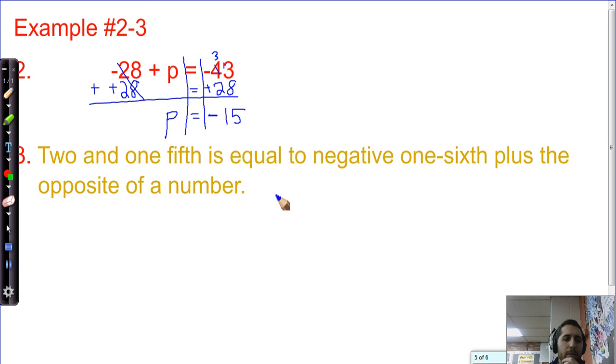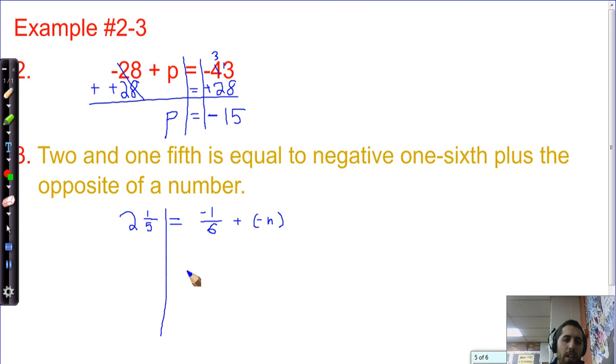Okay, let's move on to number 3. It says 2 1/5 is equal to negative 1/6 plus the opposite of a number. And for a number, let's just use the variable n, plus the opposite, that means negative, plus the opposite of a number. So what are we going to do here?